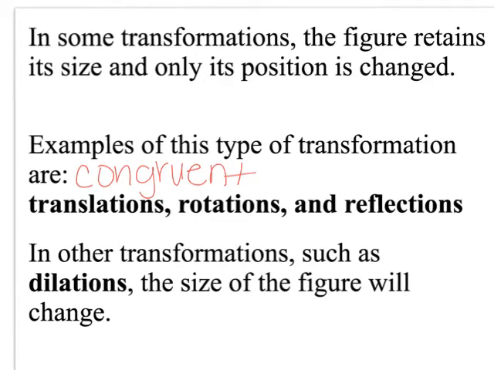They stay the same size. What we're going to talk about next week, I think probably, is something called dilations, which don't stay congruent because they don't just change the position, they change the size. So congruent means it stays the same size. Translations, rotations, reflections stay the same size. They're congruent. They just change the position.